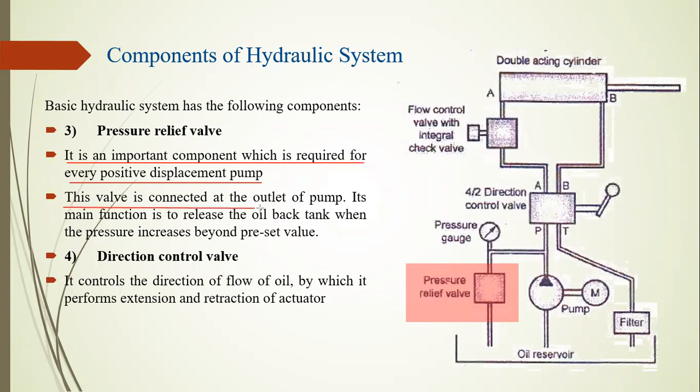This valve is connected to the outlet of the pump. Here, this line is called the outlet of the pump, and the valve is connected at this point in series. Its main function is to release the oil back to the tank when the pressure increases beyond the preset value. In a hydraulic circuit, the preset limit is defined by the working pressure required. If the pressure goes over the preset limit, the excess oil is removed through the pressure relief valve.